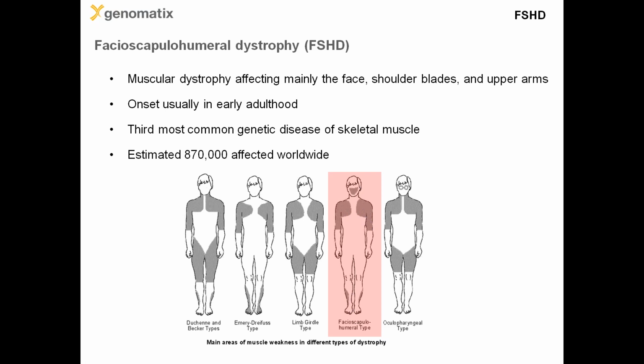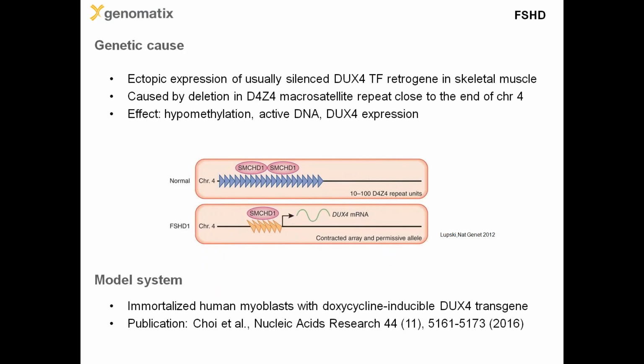Onset is usually in early adulthood, and it's a rather common genetic disease of the skeletal muscle with more than 800,000 people affected worldwide. It is kind of an epigenetic disease, you could say. The genetic cause for this disease is an expression of a usually silenced transcription factor retrogene, namely for this DUX4 transcription factor in the skeletal muscle, which is caused, in most cases, by a deletion in a macrosatellite repeat close to the end of chromosome 4, which has as an effect that the whole region here is hypomethylated, meaning we have active DNA, and the DUX4 gene is expressed where it should not be expressed, and generates all kinds of mayhem then in the cells.